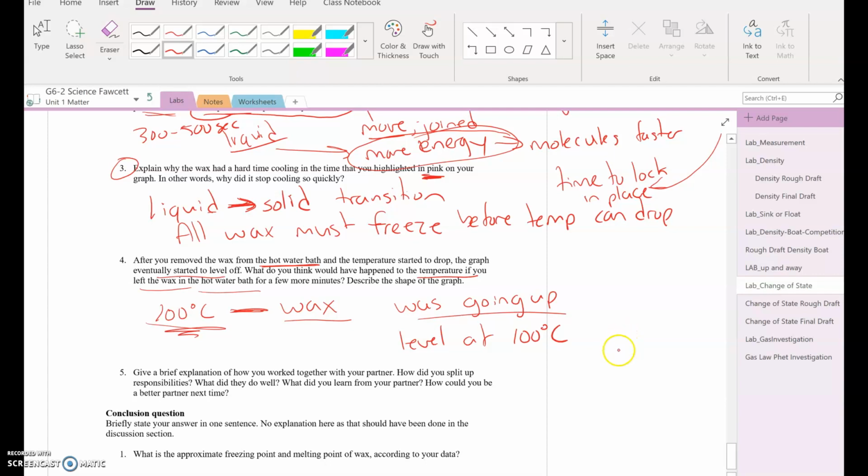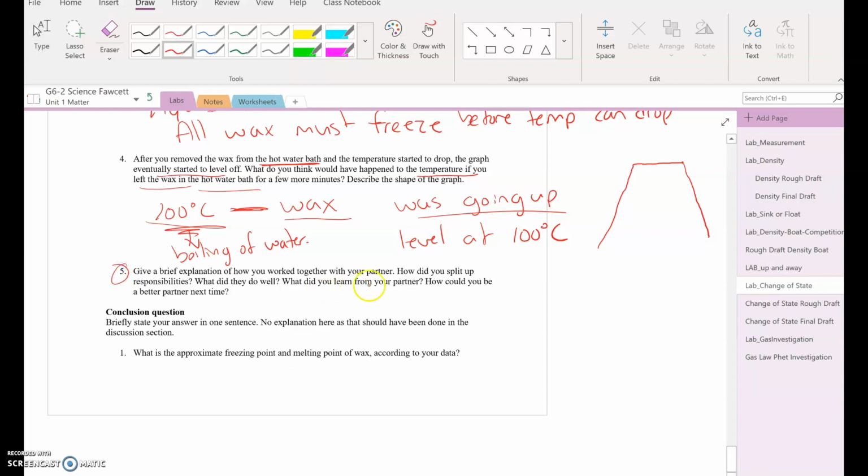So we might have a graph that would go up really steeply and then level off at 100 degrees because we couldn't get any hotter than that, at least being in water, because liquid water can't get any hotter than that. So this is the boiling point of water, so that would be the maximum that it could get to. And then if we eventually removed it from the water, then it would probably drop in a similar sort of way.